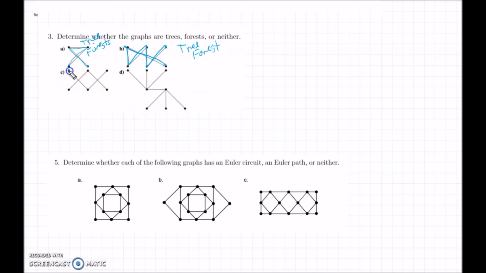For part C, I can go from here to here, and that's all of the ones that I can color in blue. So if I try using this pinkish color, that's all of them. So it's not connected. So this is not a tree because it's not connected. However, it is a forest because it's a group of trees. And this last one, I think it's pretty clear here that there's no cycles in here. So this is a tree and it's a forest.